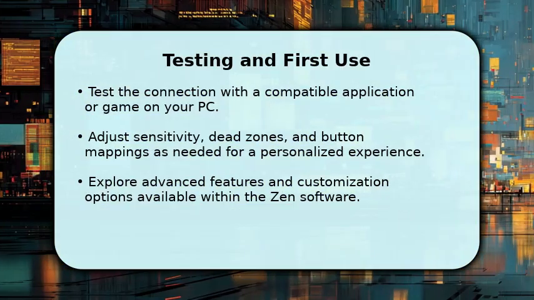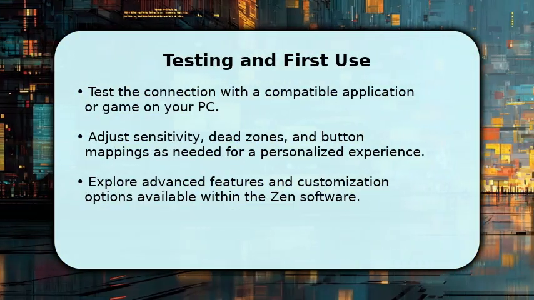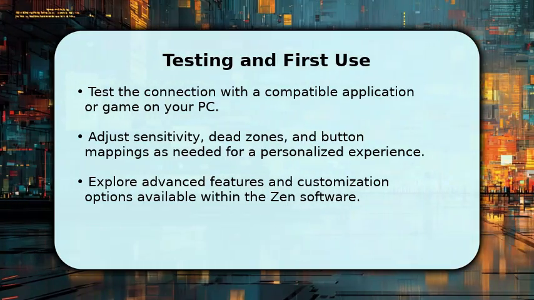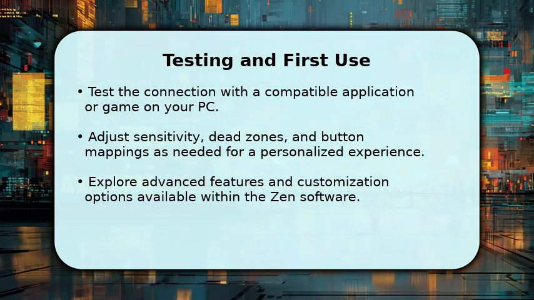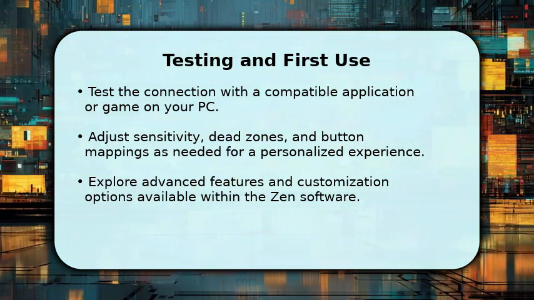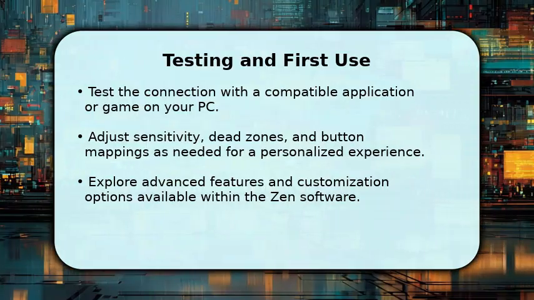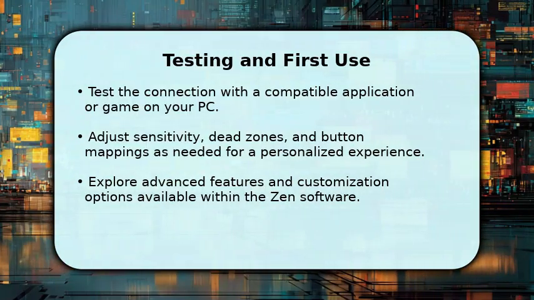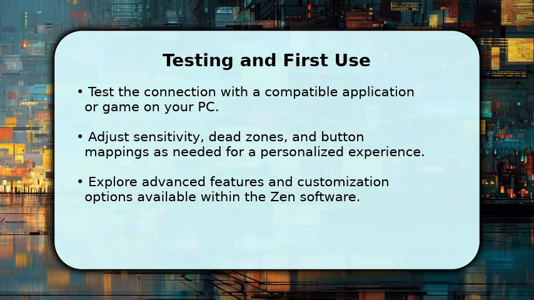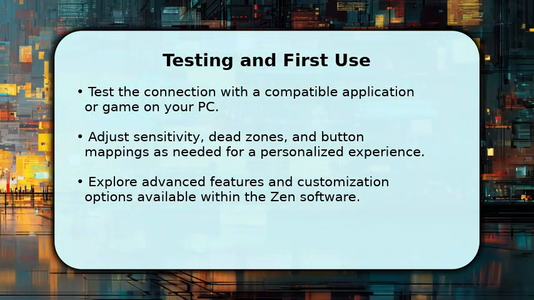To confirm everything is working, open a compatible game or application on your PC. Test various functions, ensuring all buttons and inputs respond correctly. You can fine-tune settings like dead zones or rumble intensity within the Zen software for a personalized experience. Experiment with different configurations to unlock the full potential of your Zen device.